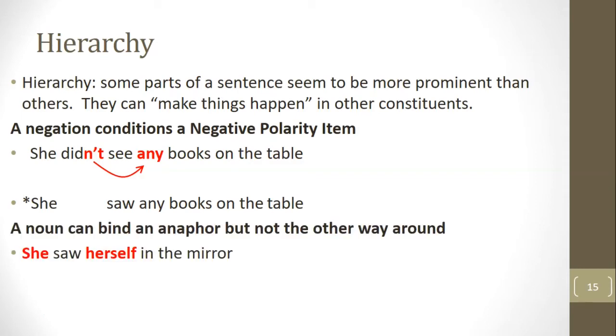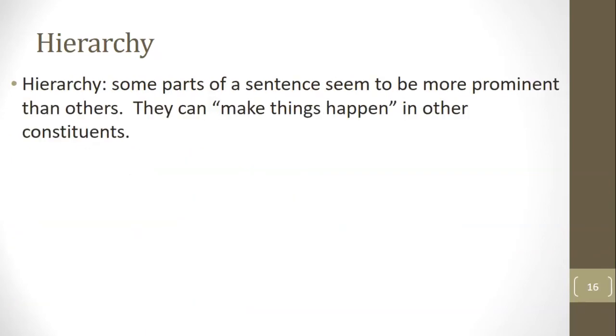Here's another example. A pronoun can bind an anaphor, but not the other way around. We can say she saw herself in the mirror. Herself is an anaphor, also called a reflexive, and she is a pronoun. So she saw herself in the mirror is perfectly acceptable, but if we switch them around, you get the ungrammatical sentence, herself saw her in the mirror. This seems to suggest that one of these constituents, namely the pronoun she, is more prominent or somehow makes the anaphor happen, informally speaking.